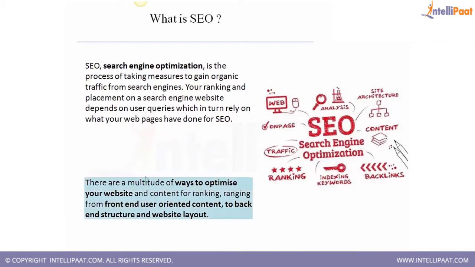So there are multiple ways to optimize a website, which include putting in a lot of content, and also using front end user oriented content. So content is one thing, getting backlinks, and working out on the website layout altogether, right? So that's in brief, guys.